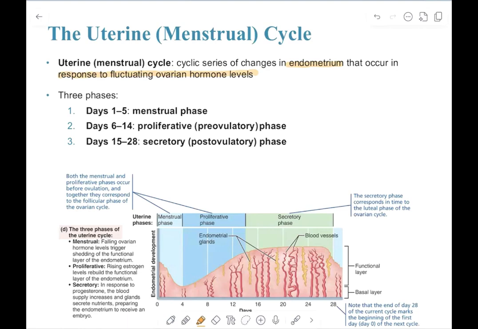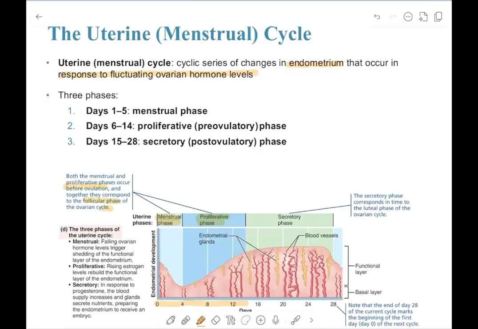The first few days of this phase, as you can see down here on the graph, are the menstrual phase. After that is the proliferative phase, which is the rest of the first half of the uterine cycle. Both the menstrual and proliferative phases occur before ovulation, so that's important to remember. Together, they correspond to the follicular phase of the ovarian cycle.